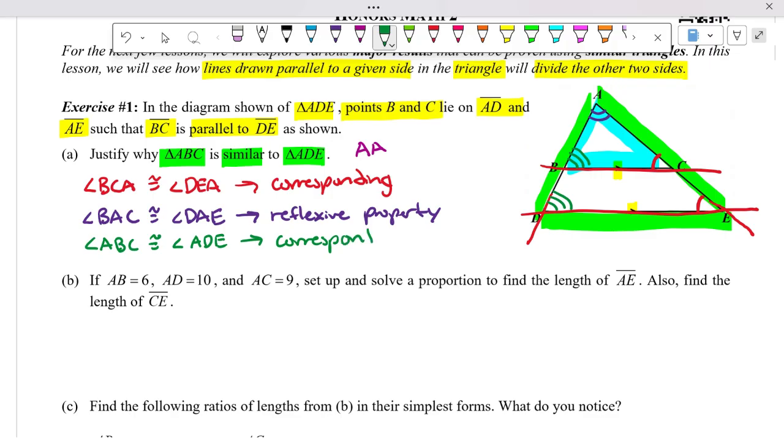So guys, this is true for any triangle that looks like that. It's going to have two sets of corresponding angles, which makes them congruent, and they're most likely going to have one reflexive. All right. So I can say that triangle ABC is similar to triangle ADE by angle, angle.